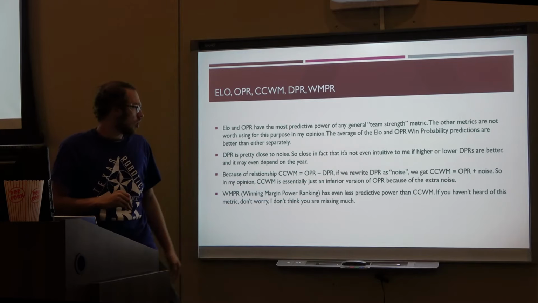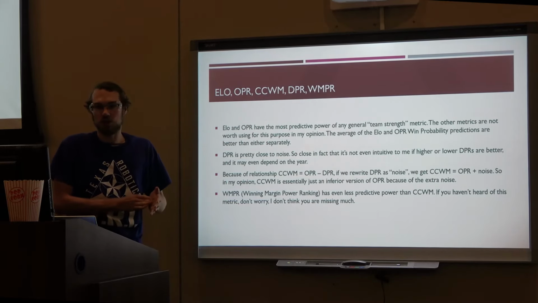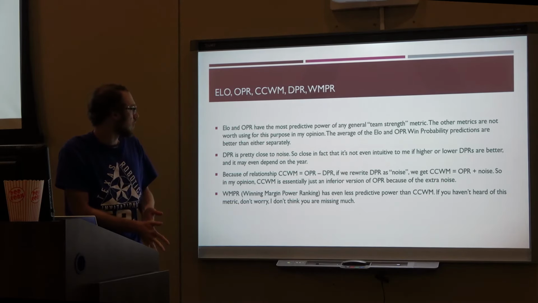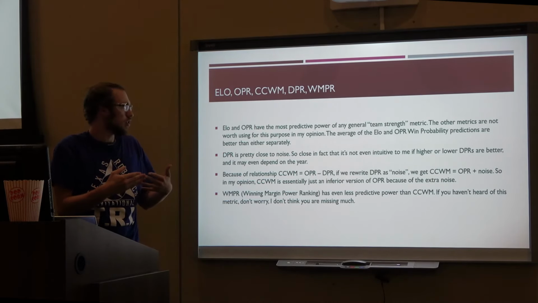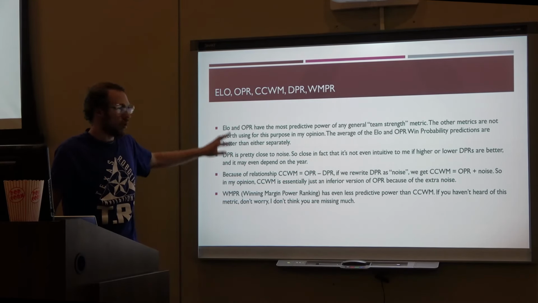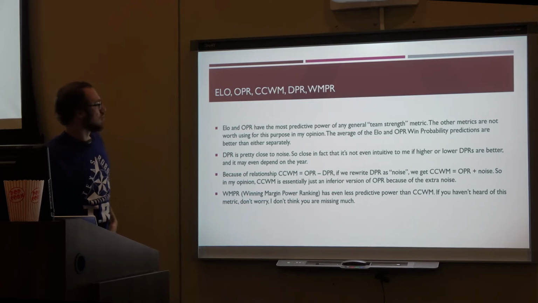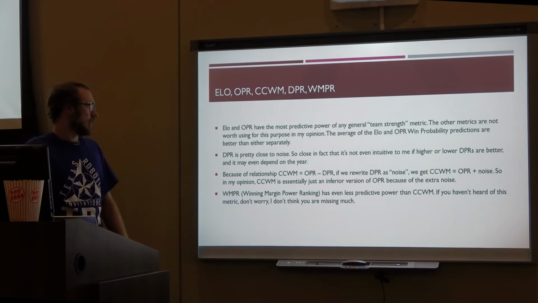In my work, I often use the average of the Elo win probabilities and the calculated contribution win probabilities, because the average of those two is a little bit better than either one individually. So they're pretty close in terms of how predictive they are, which is why you can just average them together.